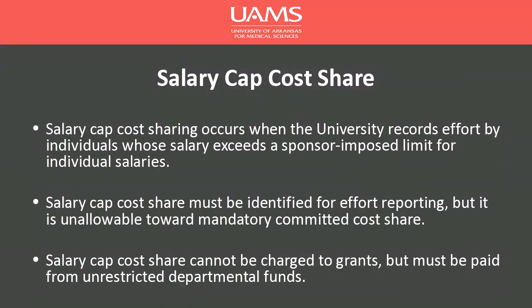It does have to be identified for effort reporting, and it's unallowable towards mandatory committed cost share. So if there's mandatory cost share that you have to have, then the amount that is over the salary cap, that's still the institution's responsibility, and you have to be able to show and identify that other match as being something that the institution is committing beyond the salary cap. So there's a nuance with that as well. And so there's a little calculating there, and you can contact us. We can help you with those kind of instances. But that's really important for some grants.